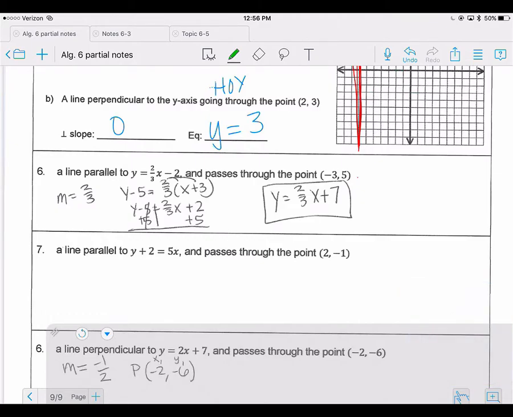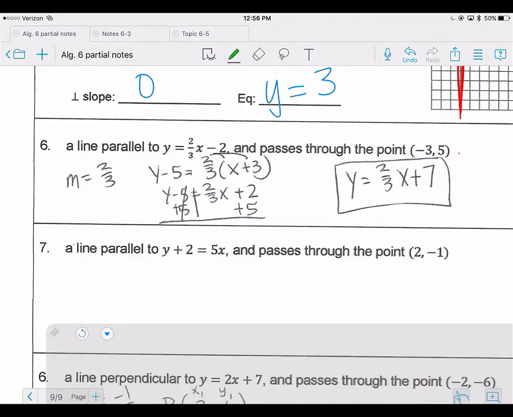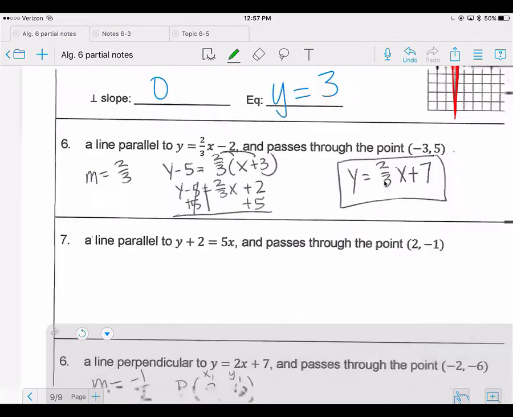Problem 6 asks us for a line parallel to that graph and passes through the new point, negative 3, 5. So parallel keeps the same slope, so my slope is 2/3. I have a point and a slope, so I put it in point slope form. y minus my y point equals m times x minus my x point. Remember, minus minus turns it into a plus. I distribute 2/3 times x, 2/3 times 3, and then move 5 to the other side for a total y-intercept of 7. I can double check very quickly. Parallel would have the same slope, so I started with 2/3. My new equation has 2/3, so I did not mess that up.